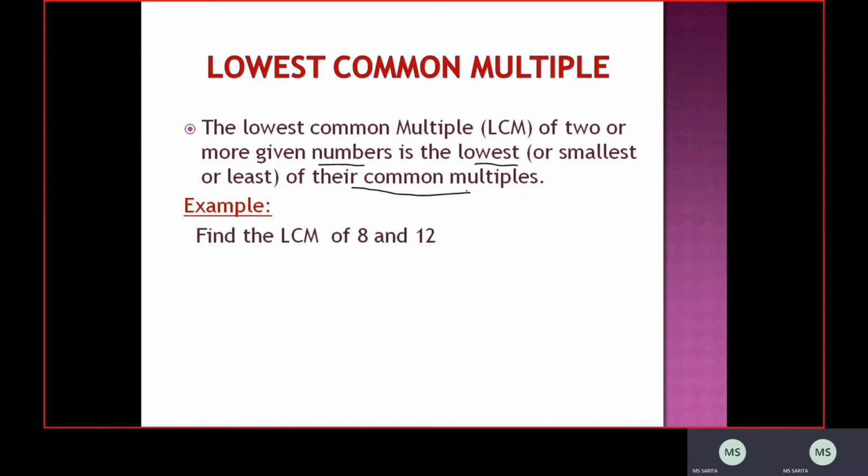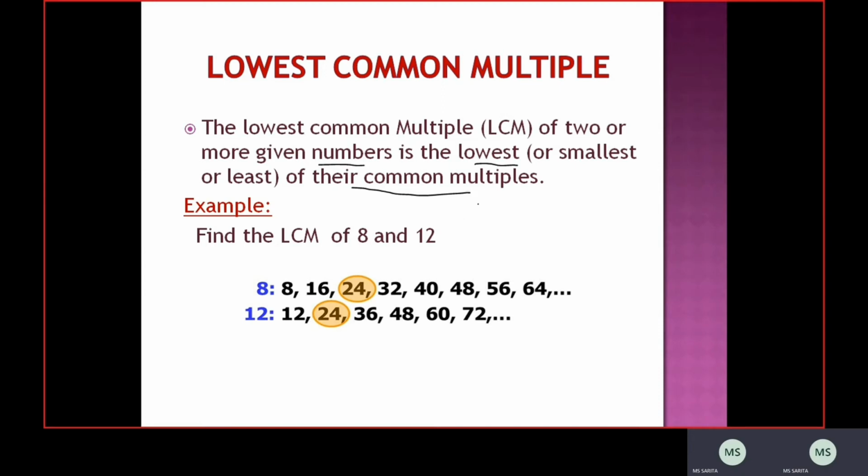Let's understand with an example. Find the LCM of 8 and 12. Firstly, we'll write the multiples of 8 and 12. As we have written the multiples of 8 and 12 here, the first common multiple is 24. The second common multiple is 48. So the common ones are 24 and 48. From these two, what is the least? The least is 24. So we can say that the LCM will be 24. It is the least common multiple.